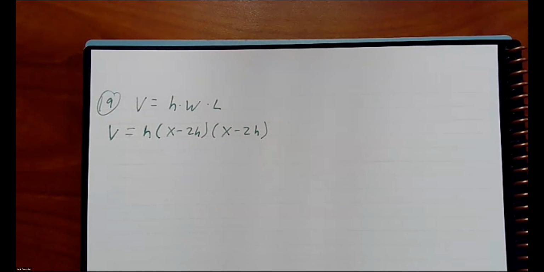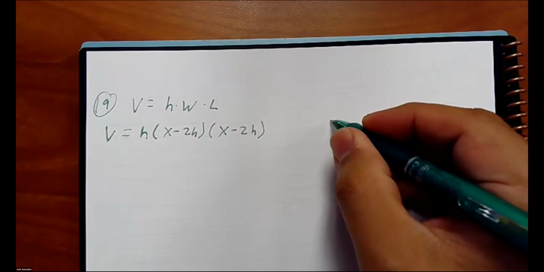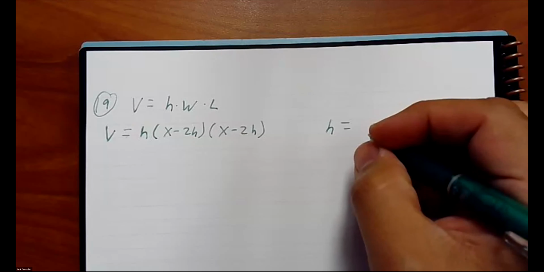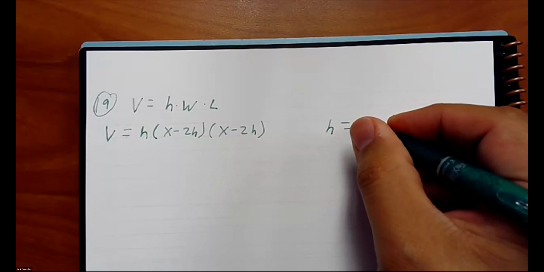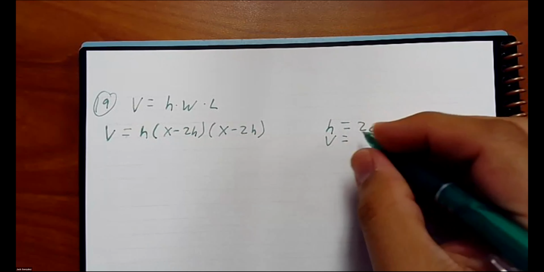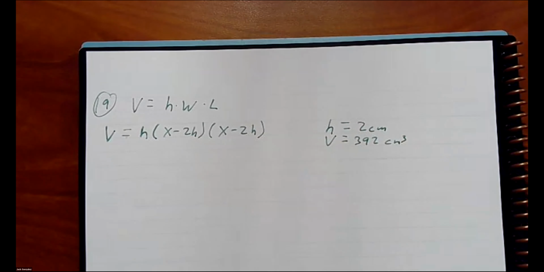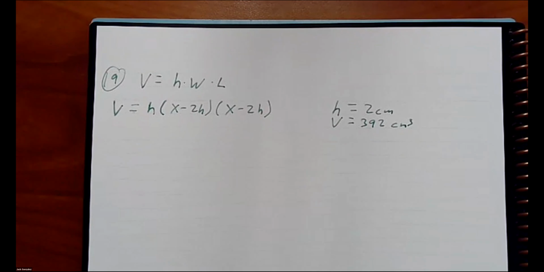We have V, volume. Oh, here it is. They did give us h in the problem. My bad. I was like, I can't solve this without h, but they said 2 centimeters. So h is equal to 2 centimeters. Volume is equal to 392 centimeters cubed. There we go. Now we're good.